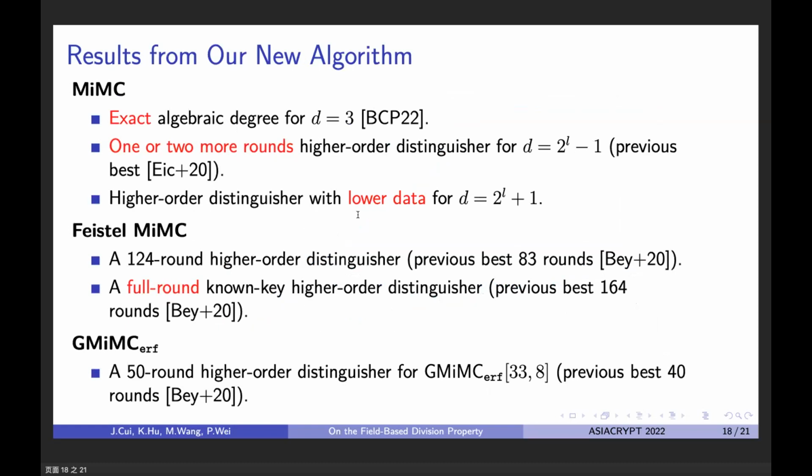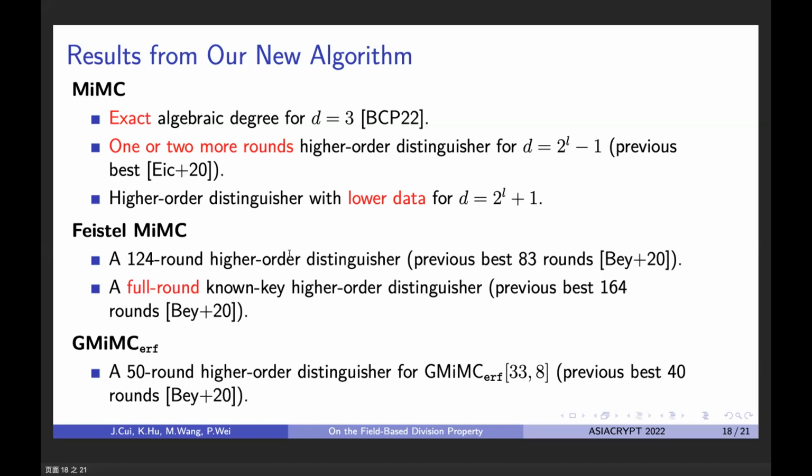So here are the results of our algorithm. For MiMC with block size 129, we present the exact algebraic degree when d is equal to 3. It is the same as the theoretic proof in the previous paper. When d equals 2 to the L minus 1, we extend the distinguisher by 1 or 2 more rounds compared to the previous best work in Asiacrypt 2020. And for d equals 2 to the L plus 1, we found distinguishers with lower data complexity.